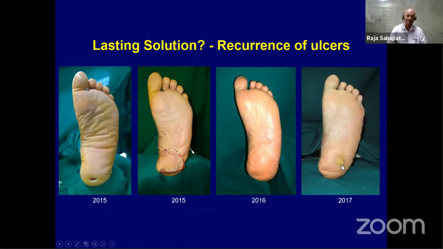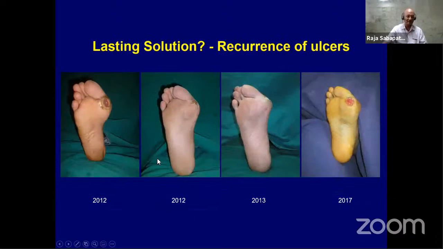Okay. So I'll give you another example. In 2012, this patient we had, and in 2012 we did some procedures. We had this. And in 2013, we reviewed him. He had it like this. And in 2017, I think he comes back with an ulcer. So the gap may be variable. It may be 1 year, it may be 5 years, it may be 10 years. But still again, I would say that this is not a lasting solution.